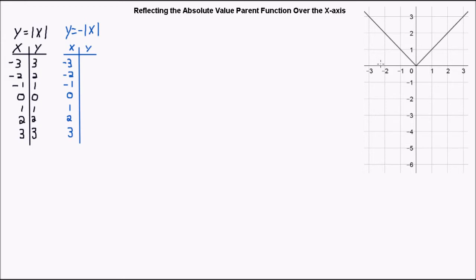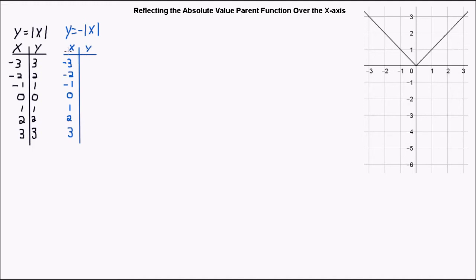Now, while we're exploring reflecting the absolute value parent function over the x-axis, we're also going to encounter some cases where the absolute value parent function is stretched or compressed. So I encourage you to watch my video on stretching and compressing the absolute value parent functions. The link to that video is in the description below. So let's get started by looking at y equals negative 1 times the absolute value of x. I'm going to look at this graph by plotting points.